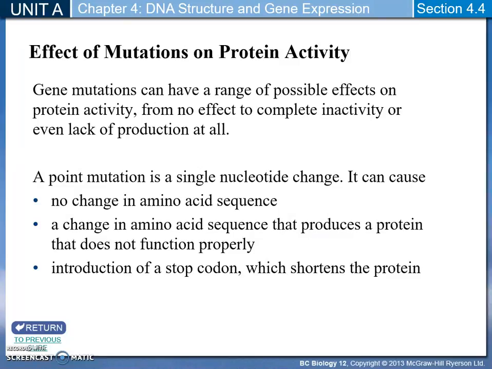Now, the effect of mutations on protein activity: gene mutations can have a range of possible effects on protein activity, from virtually no effect to complete inactivity or even lack of protein production at all. A point mutation is a single nucleotide change, and it can cause either no change in amino acid sequence, or a change in amino acid sequence that produces a protein that does not function properly, or the introduction of a stop codon, which thus shortens the protein.